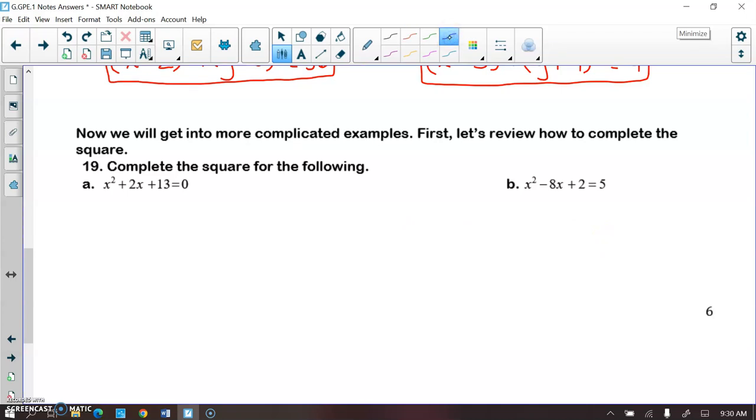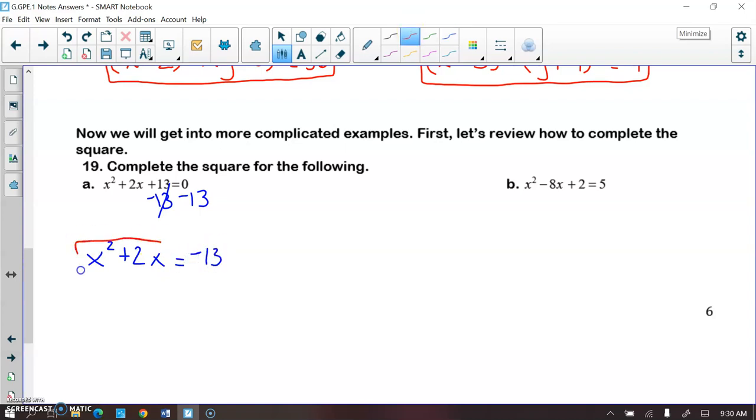The first thing we do with completing the square is, if our coefficient of x squared is not 1, then we need to divide by whatever number it is. Fortunately for us, in A and B, the coefficient of x squared is 1. So then the second thing that we do is we move the constant to the other side of the equation. Subtracting 13 from both sides, I get x squared plus 2x is equal to negative 13.